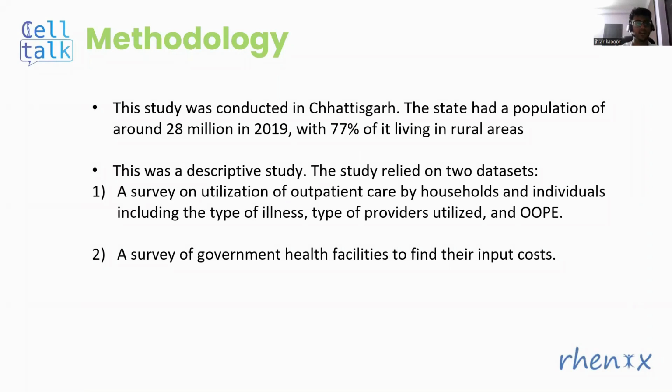Methodology. This study is conducted in Chhattisgarh. The state had a population of around 28 million in 2019, with 77% of it living in rural areas. This was a descriptive study. The study relied on two data sets: a survey of utilization of outpatient care by household and individual, including the type of illness, type of provider utilized, and the out-of-pocket expenditure. A large household survey on morbidity and utilization was carried out in Chhattisgarh in December 2019. Second, a survey of government health facilities to find their input cost. A survey of various kinds of government facilities was carried out in early 2020.